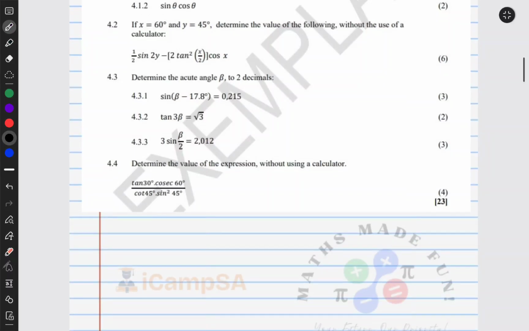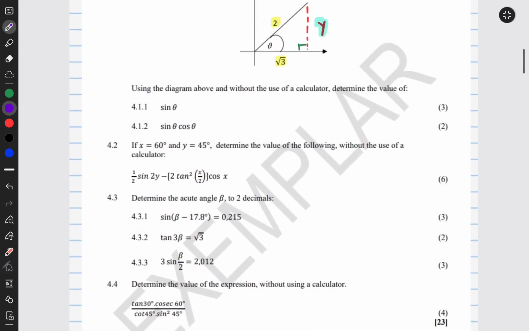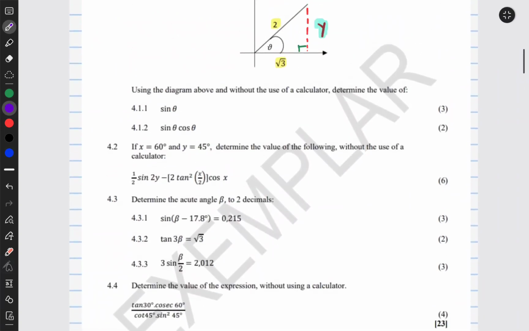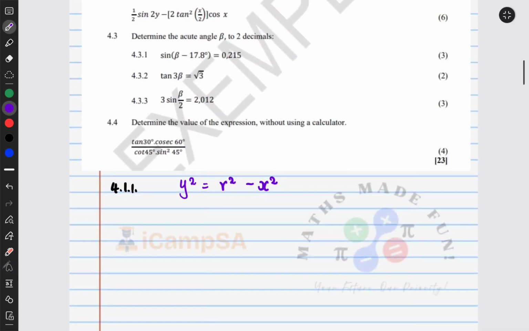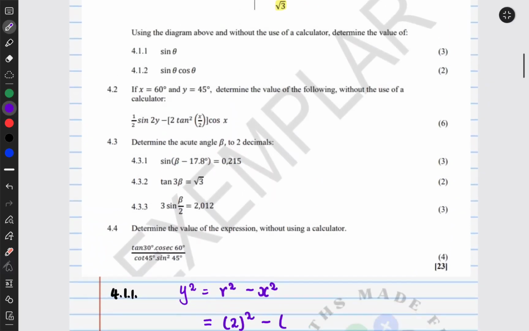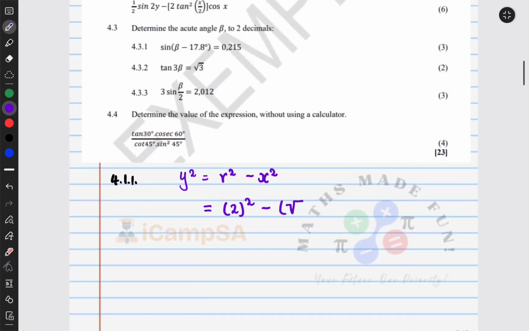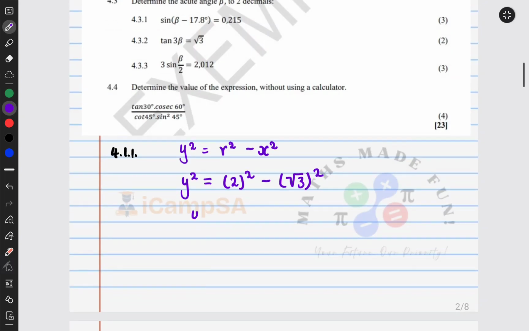For 4.1.1, we have to say y squared is equal to r squared minus x squared. What is r squared? The hypotenuse side is 2, so we have 2 squared minus x squared, which is √3 squared. Therefore y squared is equal to 4 minus 3, which is 1.